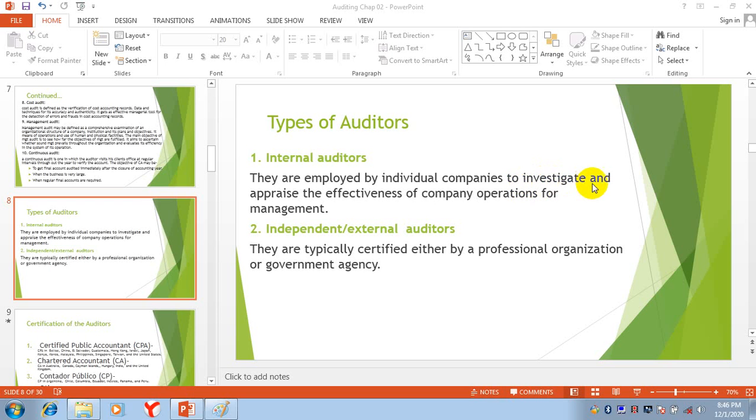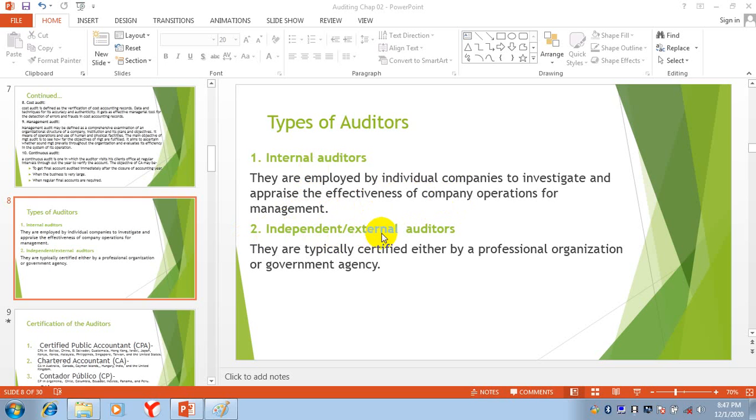The company is following the accounting policies and the accounting standards, and checking the effectiveness of operations. They are helping the management in effective operations of the organizations. So this is the internal auditor.